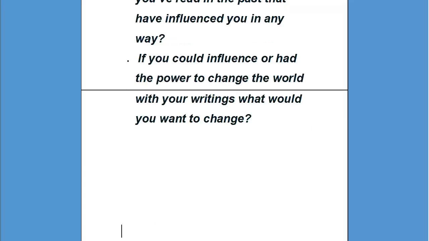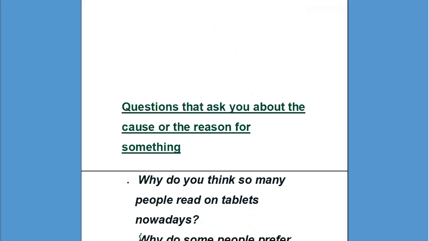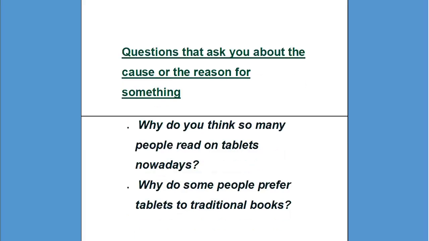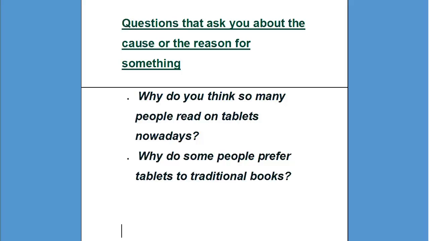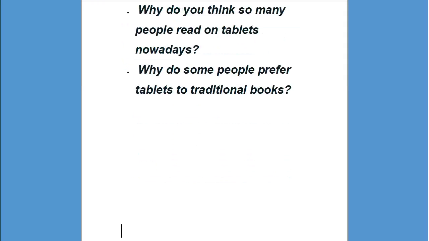Let's see some other questions that you could be asked in part 3. Questions that ask you about the cause or the reason for something. For example, in relation to reading and books, why do you think so many people read on tablets nowadays? Or why do some people prefer tablets to traditional books? As you can see, all these questions are more general and also are questions that you could be given in a writing task 2. So the more vocabulary you know, the more ideas you have, the better prepared you're going to be in part 3.